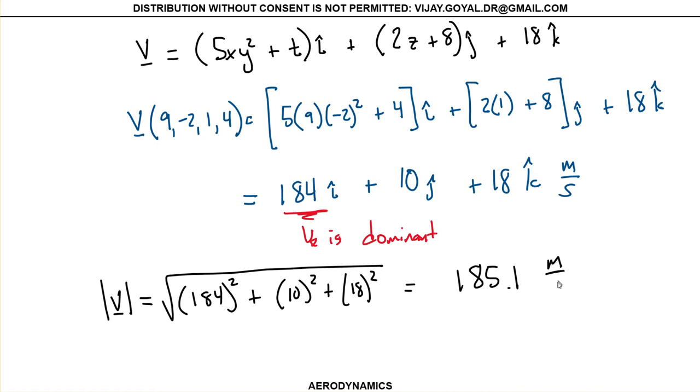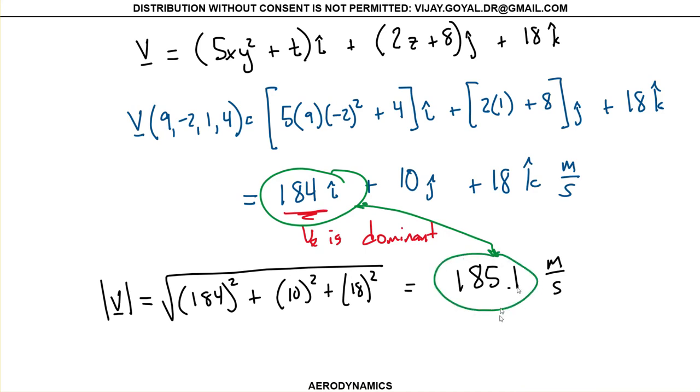185.1 meters per second. Note once again that the value I got here is very close to this value, which is telling you that this is dominant in the x direction. Okay, the speed is basically dominant in the x. That's the driving force for your problem.